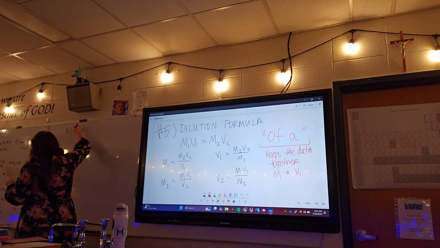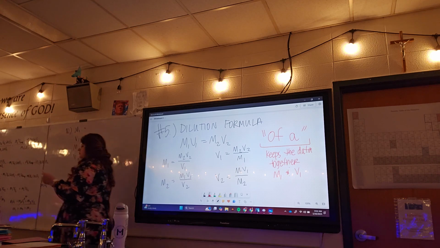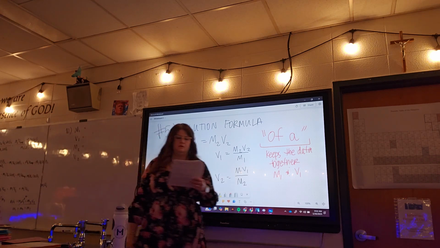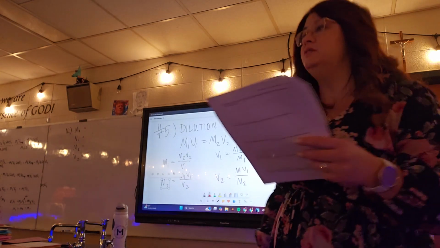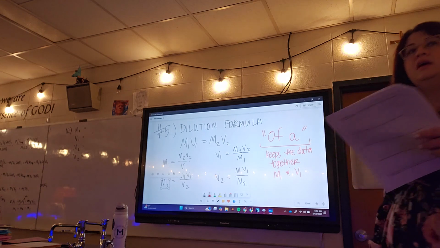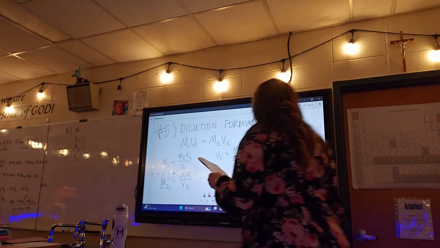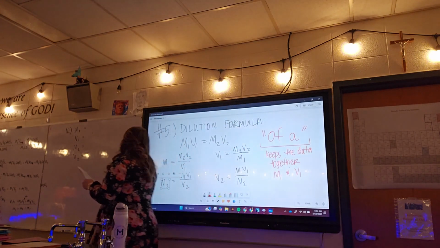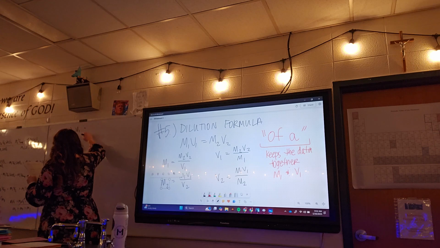So if I know that I'm using the dilution formula, I can make my little list here of all of the things that it requires. Okay, so my first number in this problem is 50.0 milliliters. Is milliliters an M or a V? It's a V, good. Okay, so since it's the first number that I see, how about we call that V1?